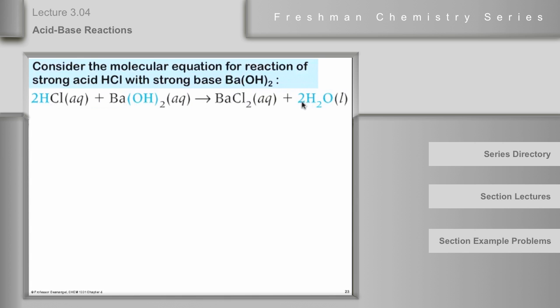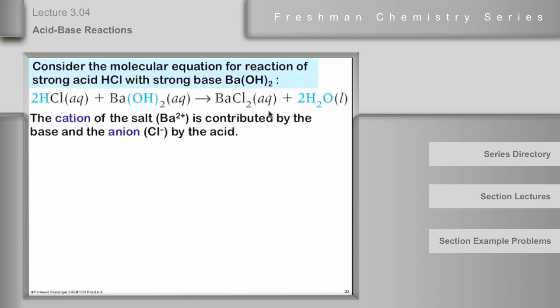So you frequently see the statement that neutralization reactions of strong acids and strong bases produce a salt and water. The cation of the salt is contributed by the base. The barium hydroxide contributes the barium of the barium chloride. This is the salt. And the anion of the salt comes from the acid.